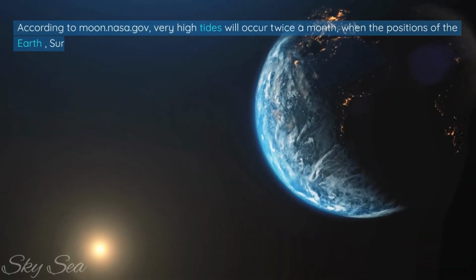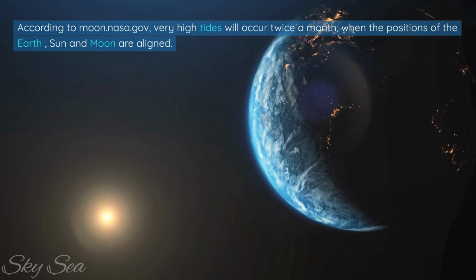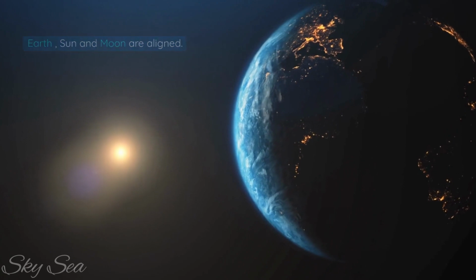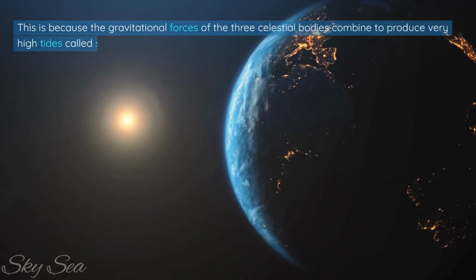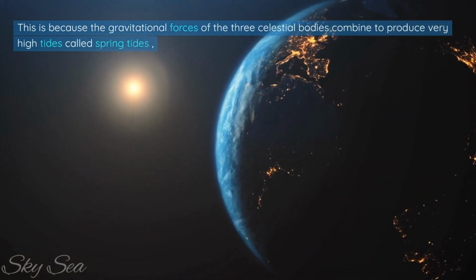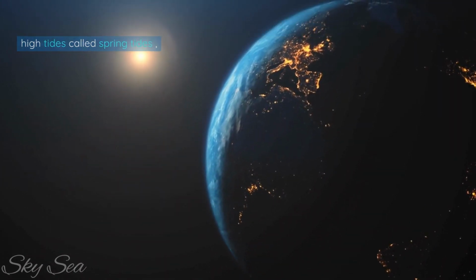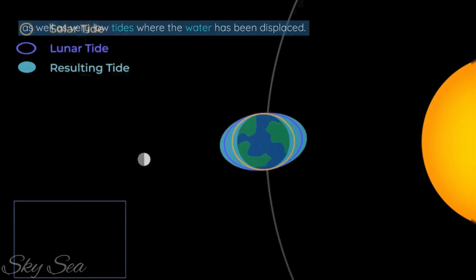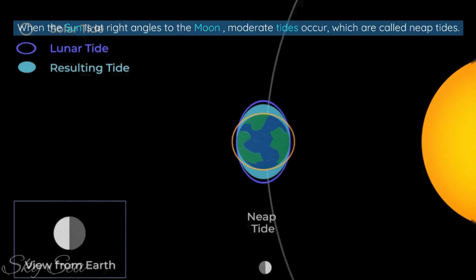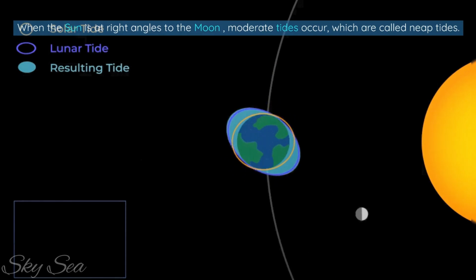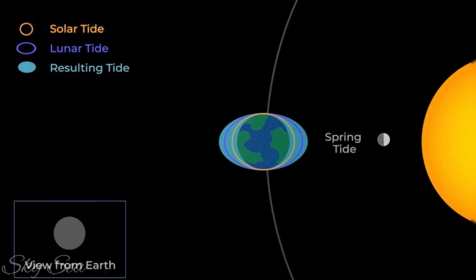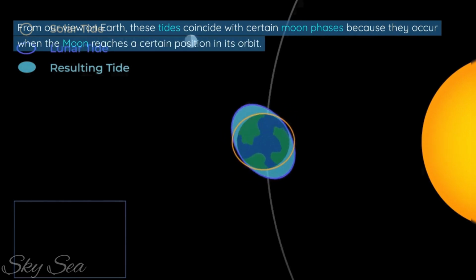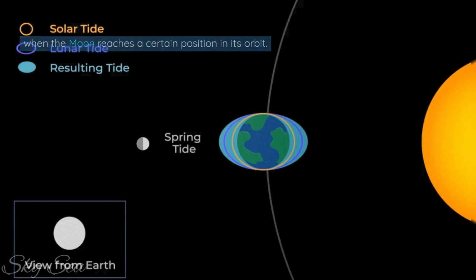According to moon.nasa.gov, very high tides will occur twice a month, when the positions of the Earth, Sun and Moon are aligned. This is because the gravitational forces of the 3 celestial bodies combine to produce very high tides called spring tides, as well as very low tides where the water has been displaced. When the Sun is at right angles to the Moon, moderate tides occur, which are called neap tides. From our view on Earth, these tides coincide with certain moon phases because they occur when the moon reaches a certain position in its orbit.